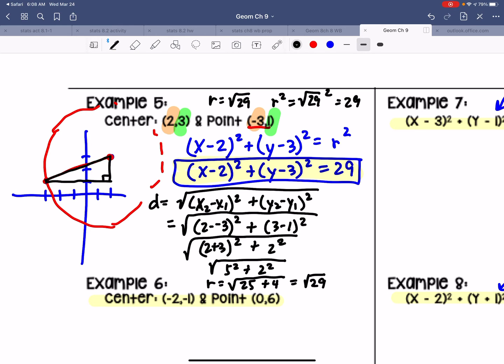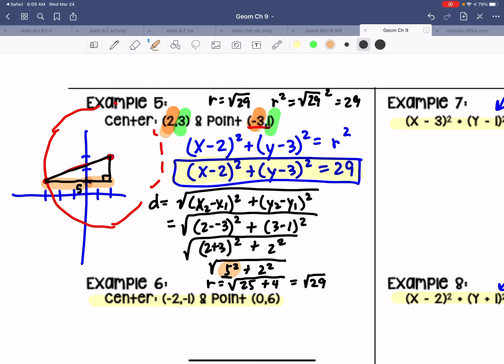And I notice these same numbers are coming up. So if I notice the distance between the two x values, 2 and negative 3, the distance between 2 and negative 3 is the number 5, right? And that's where this number comes from. It's exactly the same thing.